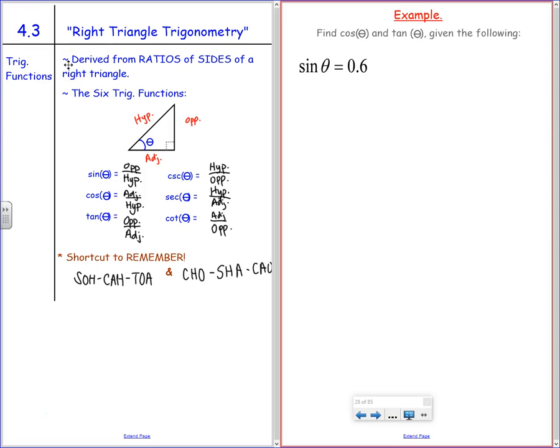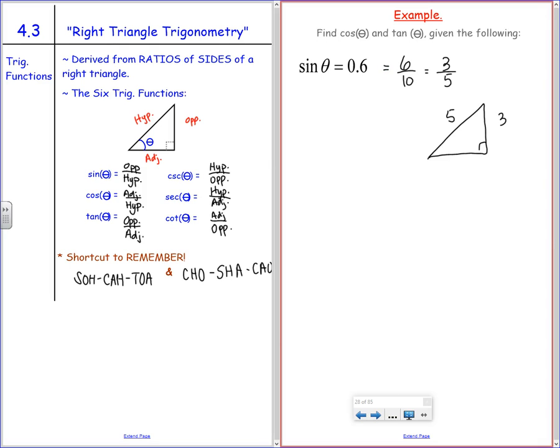But wait, that's pretty straightforward if they give us a triangle with all the sides labeled, but what if they give us something super weird like sine of theta equals 0.6? What? I thought sine was a fraction. Me too. You still get our calculator. Wait, 0.6, what is it? That is a fraction. What fraction? That is 3 over 5. So I know the sine, the opposite and the hypotenuse.